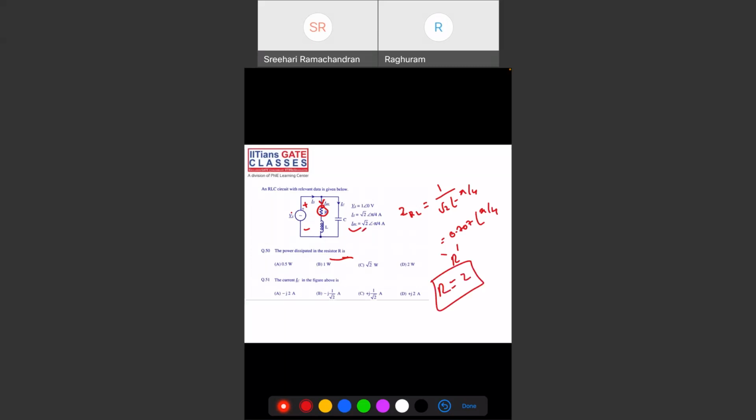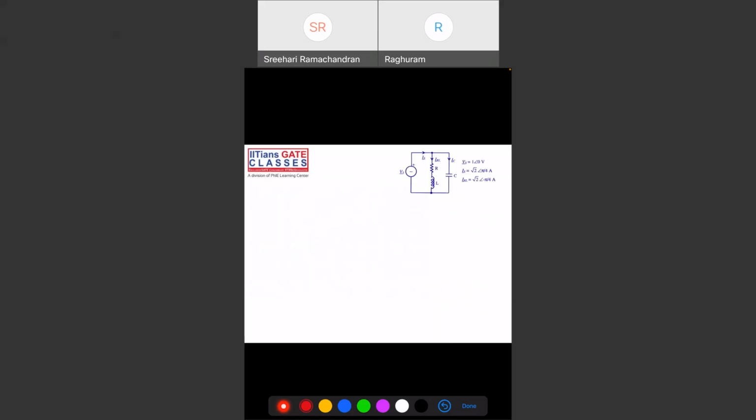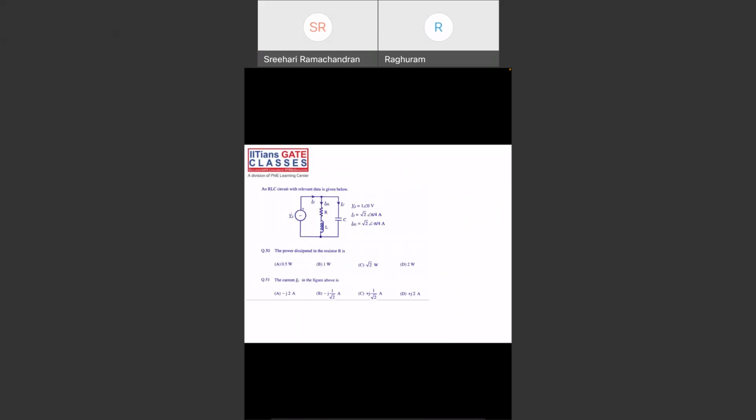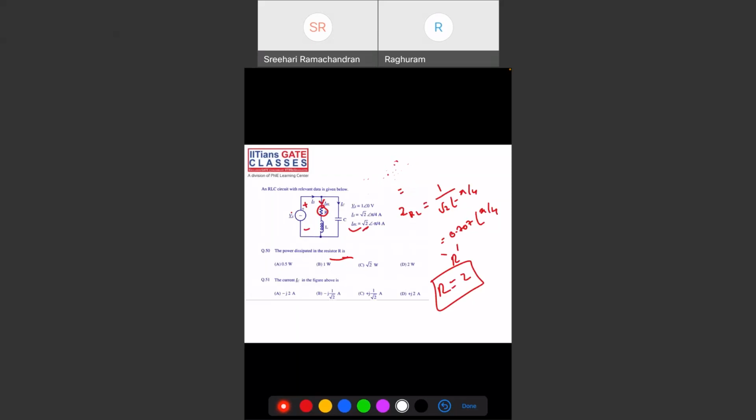Current is given as root 2. Root 2 square is 2. 2 into 2, I square R. Yes? Sorry. Root 2 square is 2, 2 into 2, 4. 4 watts. Oh. Did I do a mistake here? 0.707 into cos 45. What is the value?